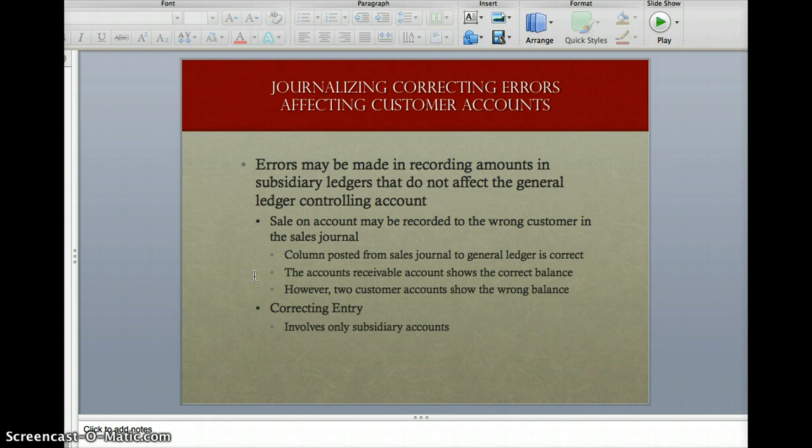So when you posted it from the sales journal to the general ledger, it was correct. The accounts receivable account as a whole shows the correct amount for the total of all accounts receivable. However, within that, two customer accounts show the wrong balance. Franklin State Bank shows the wrong balance because you charged it to them when they shouldn't have anything charged to them, and Cent Farms is the exact opposite. They don't show anything charged to them when they should. So the correcting entry for that is going to involve only those two subsidiary accounts. In the example I used, that would be Cent Farms and Franklin State Bank.